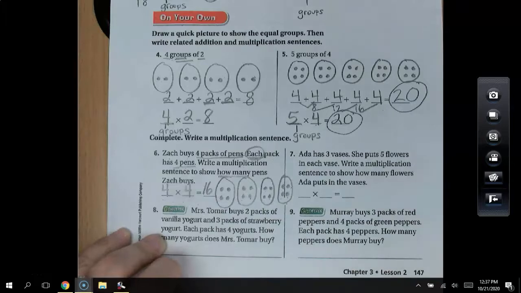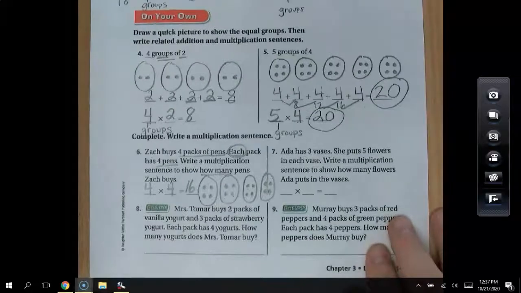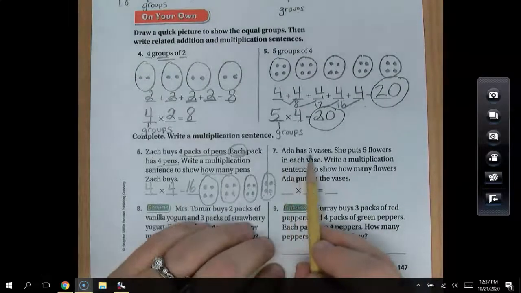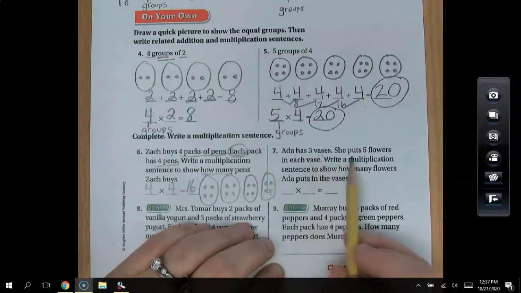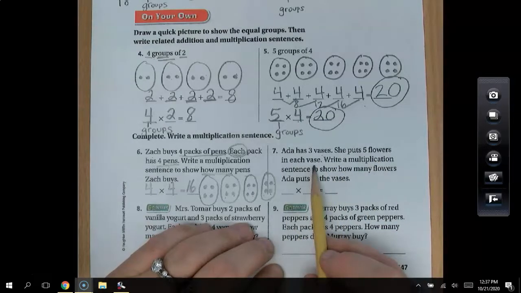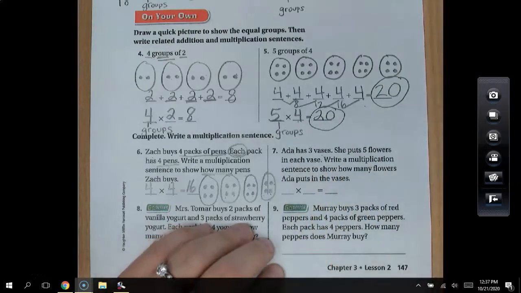Remember when you add, your numbers get bigger. Your answer is big. When you multiply, your answer is going to be big. Your answer gets bigger. All right, let's look at number 7. It says Ada has 3 vases. She puts 5 flowers in each vase. Write a multiplication sentence to show how many flowers Ada puts in the vases.